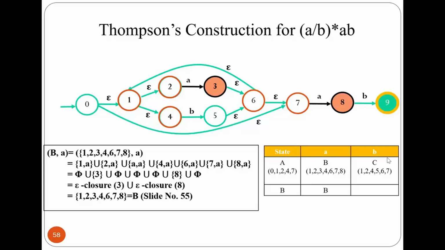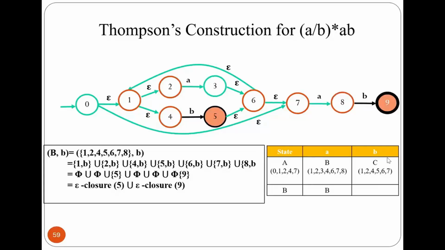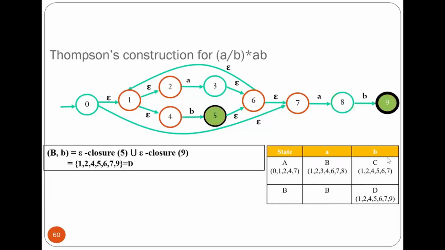We will calculate capital B, comma B. When we go in for capital B, comma B, we get capital B was 1, 2, 4, 5, 6, 7, 8, comma B. Corresponding to 4, we get 5. Corresponding to 8, we get 9. So we have a new set, E-closure of 5 union E-closure of 9. E-closure of 5 we have already calculated. So we will calculate E-closure of 9 and we will take all the values of E-closure of 5, which was actually C set 1, 2, 4, 5, 6, 7.